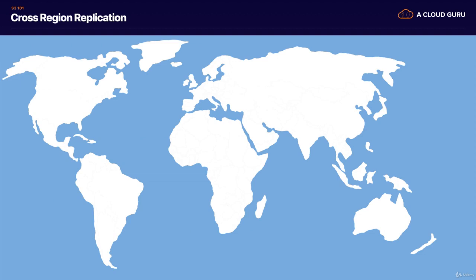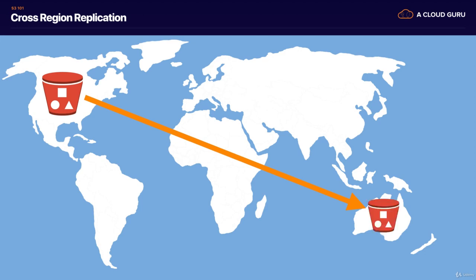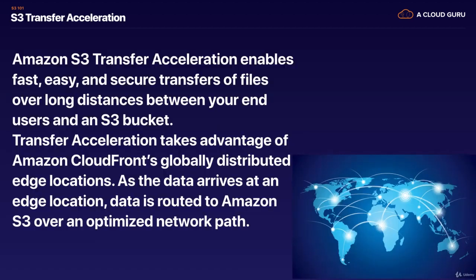So what is cross-region replication? Well, let's say you've got a bucket in US East 1, and you want to automatically replicate your objects to another bucket in, let's say, Sydney. And you want to do that for high availability as well as disaster recovery. So as soon as you upload an object to your bucket in US East 1 and you've got cross-region replication turned on, those objects will automatically be replicated over to your bucket in Sydney. And we're going to have a lab on that coming up.